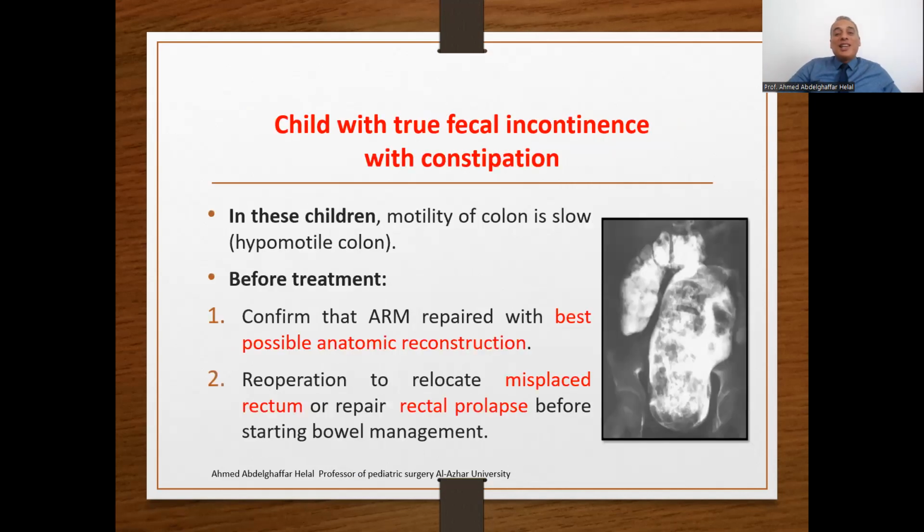A child with true fecal incontinence with constipation: in these children, the motility of the colon is very slow. As we said, there is an intact rectal reservoir in this child postoperatively, with huge dilatation, what's called megarectosigmoid, and the motility is very slow. Before any treatment, you must confirm that the anorectal malformation was repaired with the best anatomical reconstruction. If any reoperation is needed to relocate a misplaced rectum or repair rectal prolapse, it is advised to perform it before starting any bowel management.